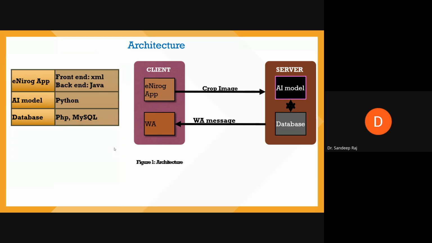On the app, the client part, the image is uploaded and it goes to the AI model. It matches with the database that has been prepared. Based on that, a WhatsApp message is sent to the mobile regarding the name of the person, the location, the district from which you have uploaded the image, and then the type of disease that is detected. Based on the type of disease detected, the proper recommendation is also sent on WhatsApp.